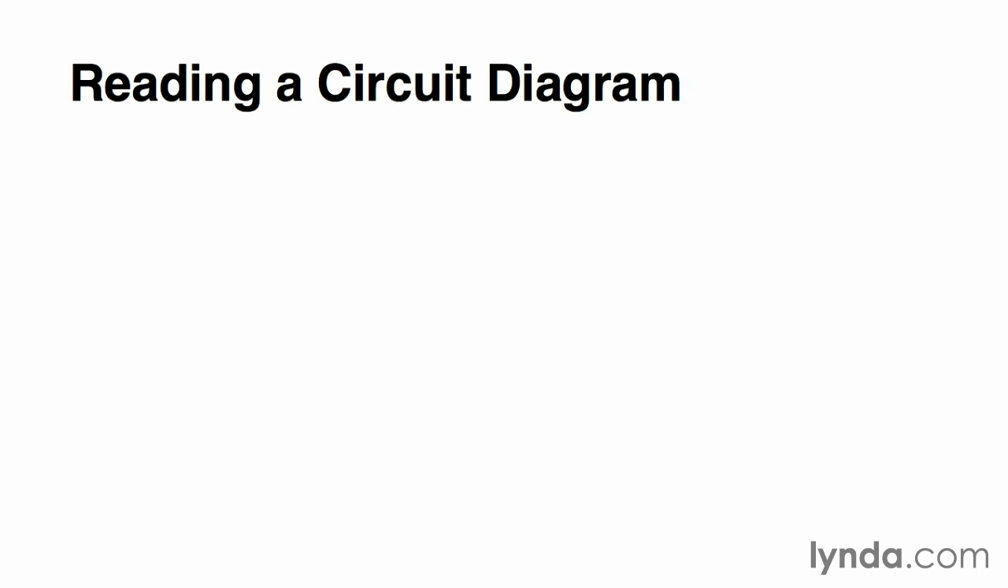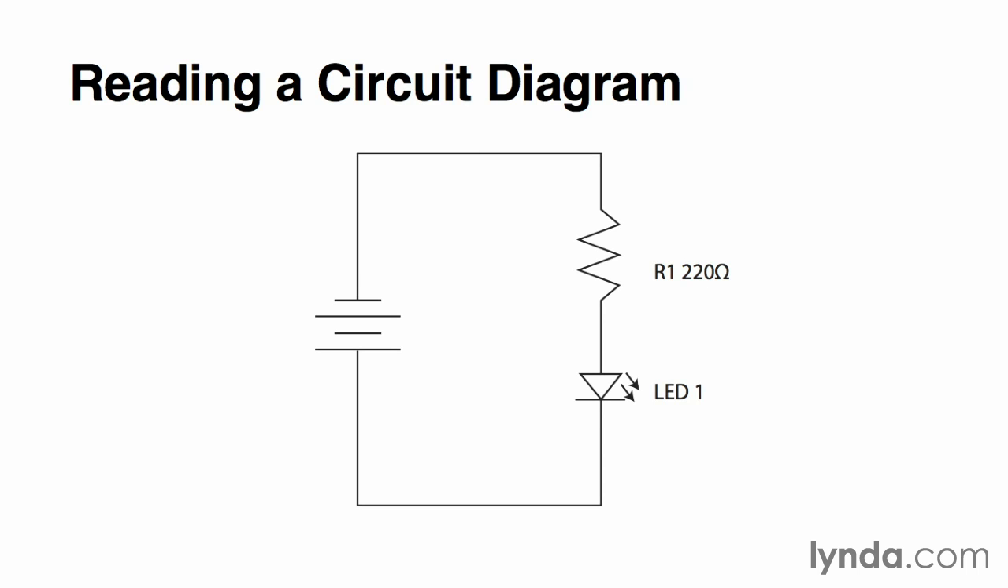Throughout this course, we'll be using some basic circuit diagrams, and I want to take a few minutes to show you what the symbols represent. First, let's start with a simple circuit that includes a resistor and an LED. A resistor is represented by a zigzag line with a wire at each end.